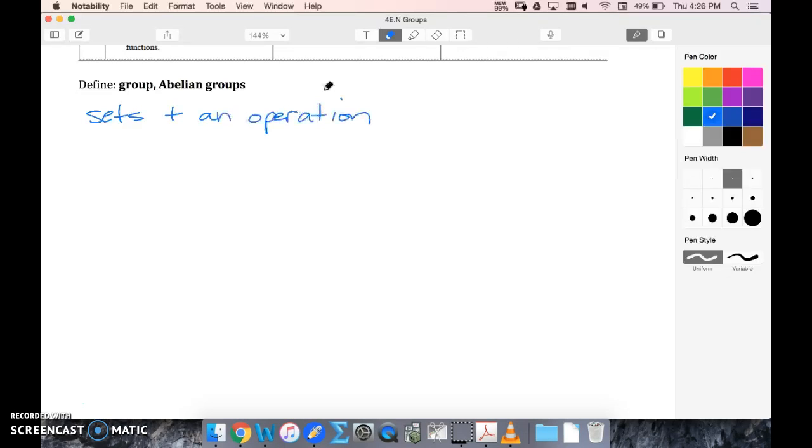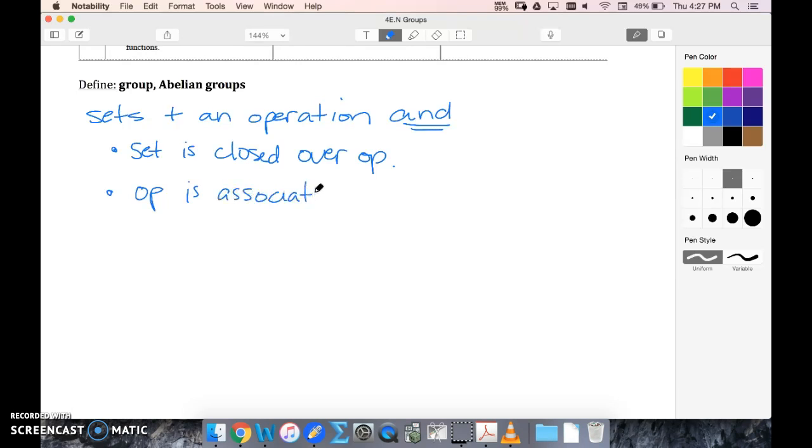And then there must be a few certain requirements. So we also have, and this is very important, our set has to be closed over the operation. The operation is associative. And this is, of course, all typed up nicely in the notes with all the math definitions as well, so you could look at that.